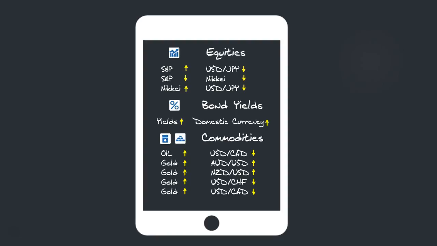Usually, when the S&P goes up, the dollar-yen goes down, and when the S&P goes down, the Nikkei goes down, and when the Nikkei goes up, the dollar-yen goes down. When bond yields go up, the domestic currency will go up. When oil goes up, the dollar-loonie goes down. When gold goes up, the Aussie and Kiwi against the dollar will go up. When gold goes up, the dollar against the Swissy and loonie will go down.